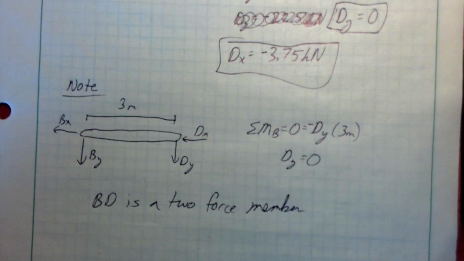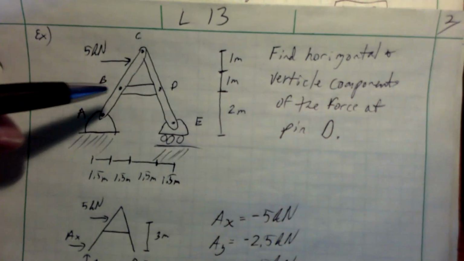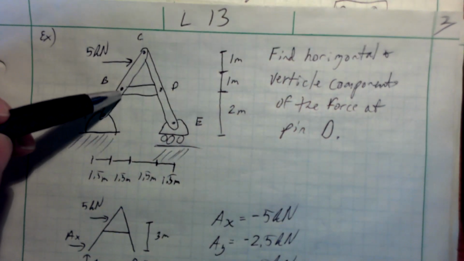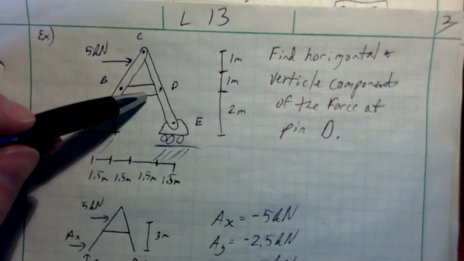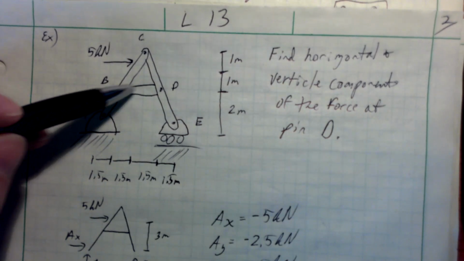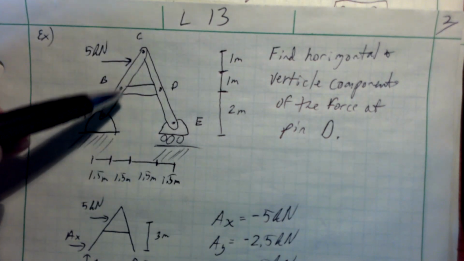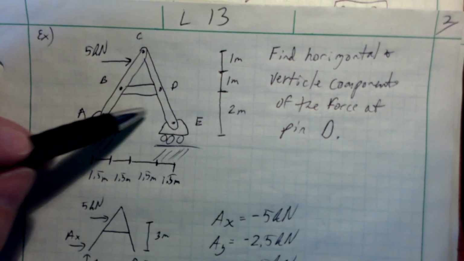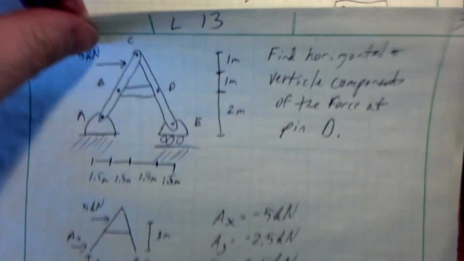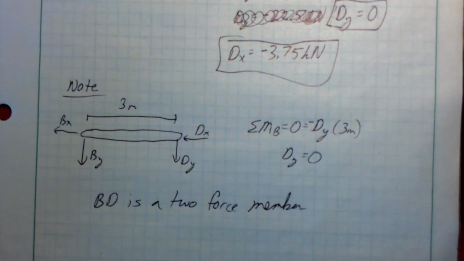The other way to look at it is BD is a two-force member. How do I know that? I can go all the way back to the original diagram. Notice that member BD here only has forces applied at the endpoints. There's no force hanging in the middle. There's nothing else applied in the middle. It's just pinned on both ends. When I've got a member within a whole frame that I see is just a single linkage member and there's nothing else applied to it, I can treat it as a two-force member.